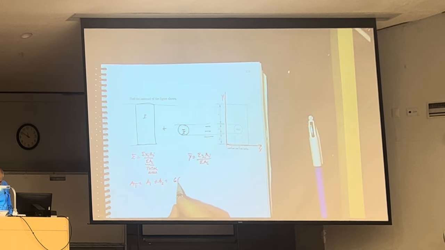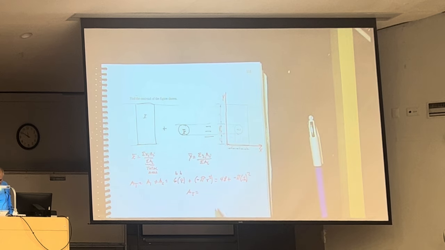The base is 6. The height is 2, 4, and 4 is 8. So this is base times height for area 1, 6 times 8, which is 48. Plus area 2 is a minus pi r squared. So that's 48 plus a negative pi times r, where r in this case is half of 2, which is 1, quantity squared.